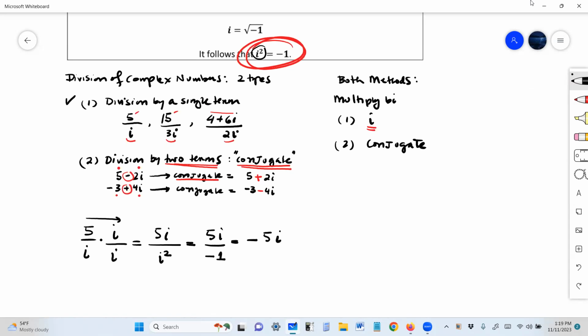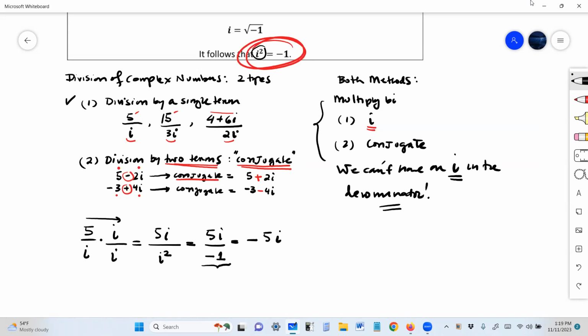Now, the main thing, once you've done this procedure, you have to note that at the end, we can't have an i in the denominator. Okay, at the end, we cannot end with an i in the denominator. So this whole division process is pretty much like when we end up with a minus as my denominator, so that minus has to go up. It cannot stay as the denominator. So in this case, I'm done.